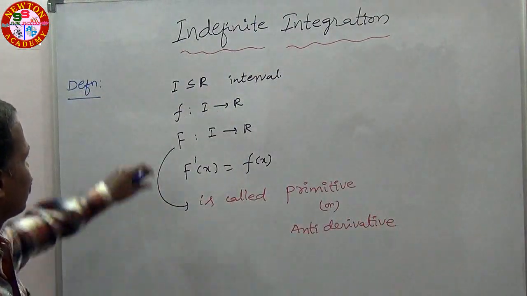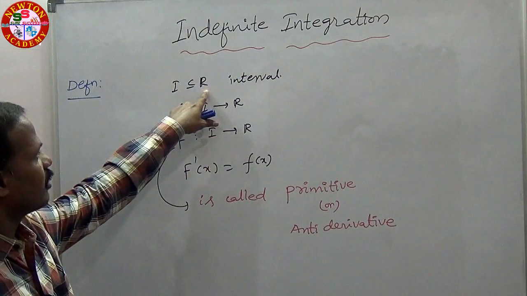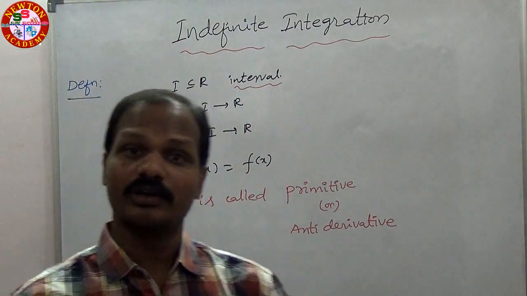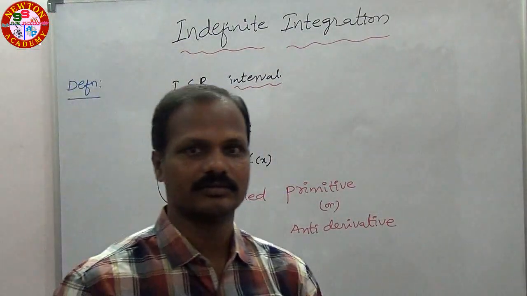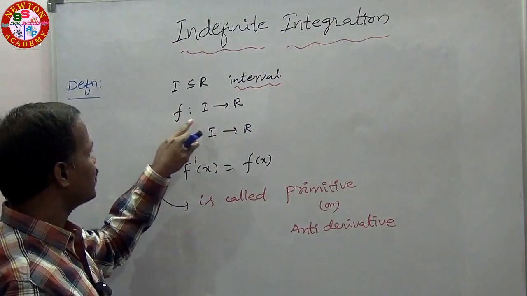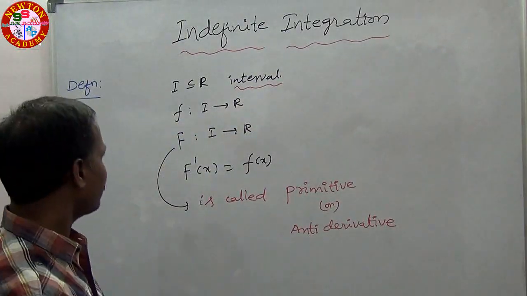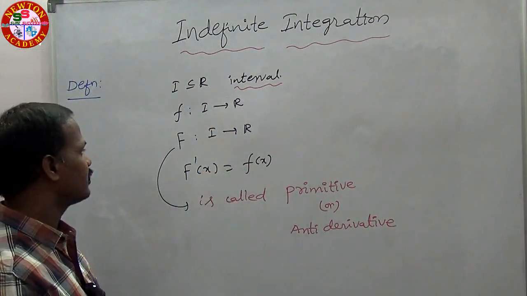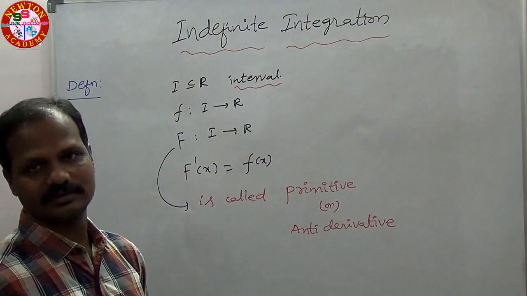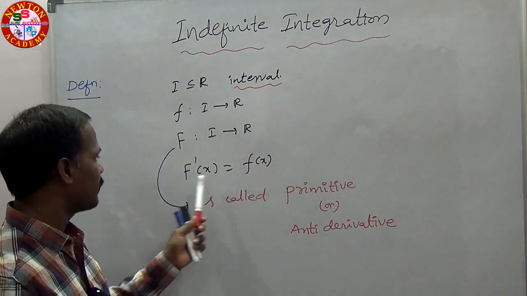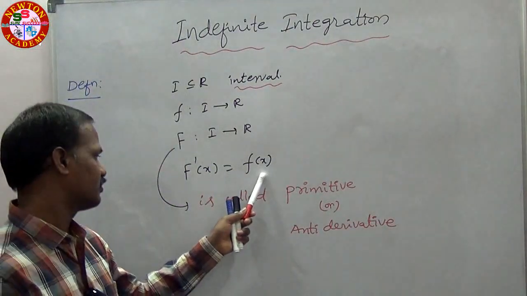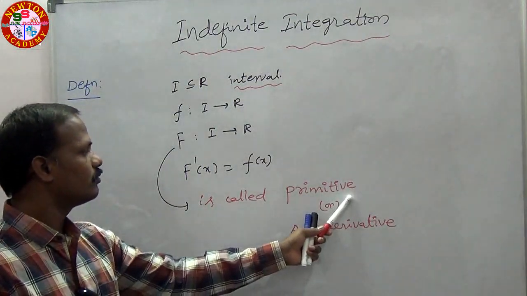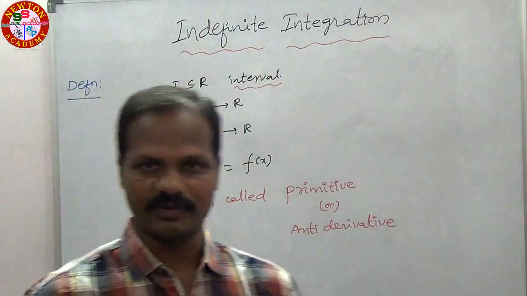I subset of R is an interval. So here, interval is the most important. You should consider only an interval. You should not take just a set. F is a mapping from I to R, a function. And if there exists capital F from I to R such that capital F dash x equal to small f of x, then this capital F of x is called a primitive or antiderivative of small f of x.